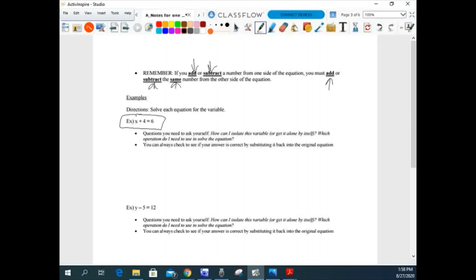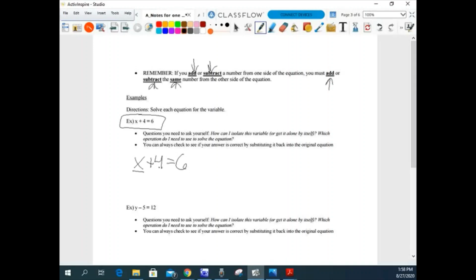x plus 4 equals 6. Questions. How can I isolate the variable or get it alone? Which operation do I need to solve the equation? So I'm going to rewrite this right here. Is this x by itself on this side of the equal sign? No. We have a plus 4 that's right here, okay? Now, this is adding 4.